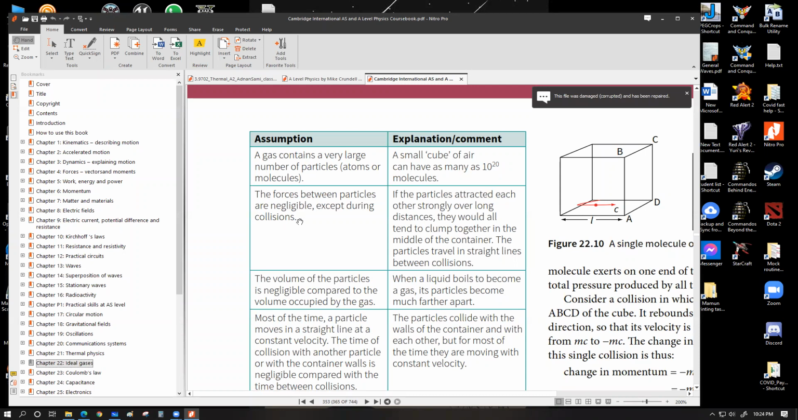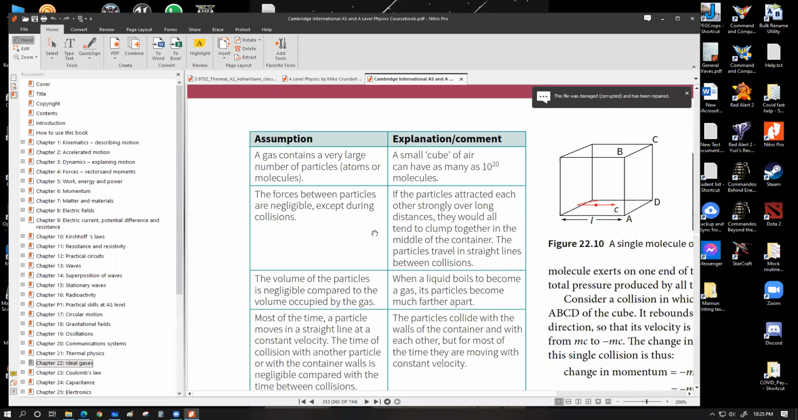Here they're using the word negligible. In the ideal case, we consider them to be 0. This basically means that if the particles attracted each other strongly over long distance, they would all tend to clump together in the middle of the container. The particles travel in straight lines between collisions.